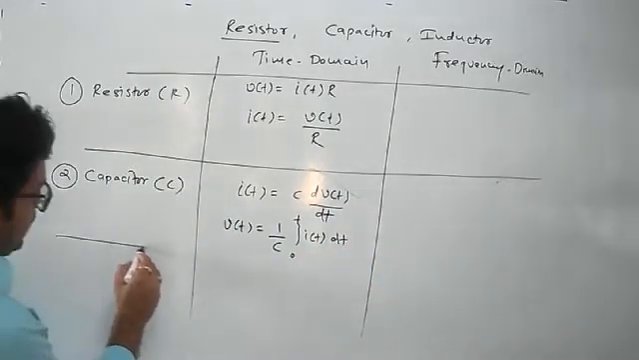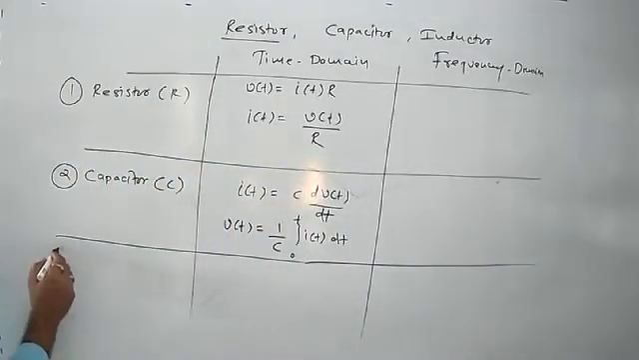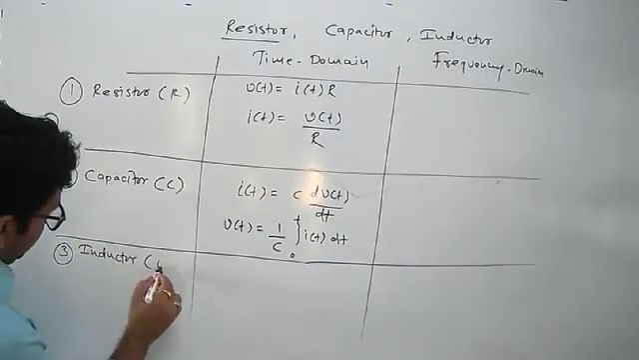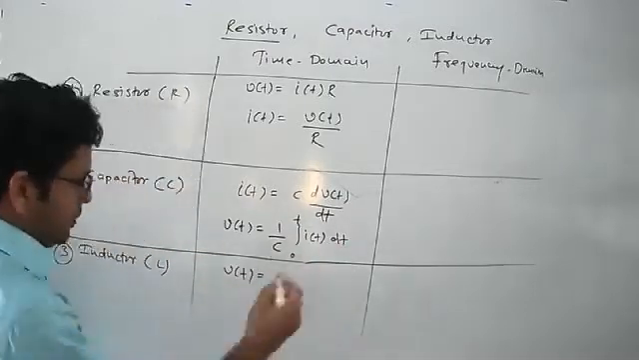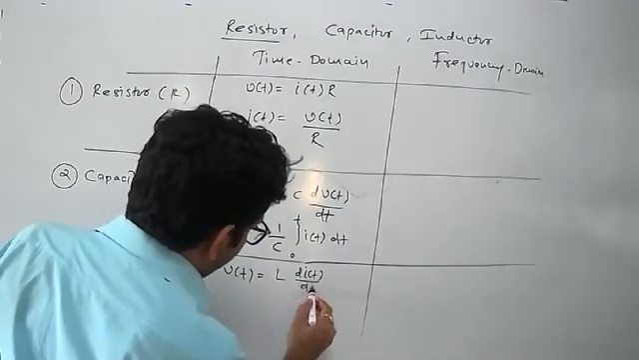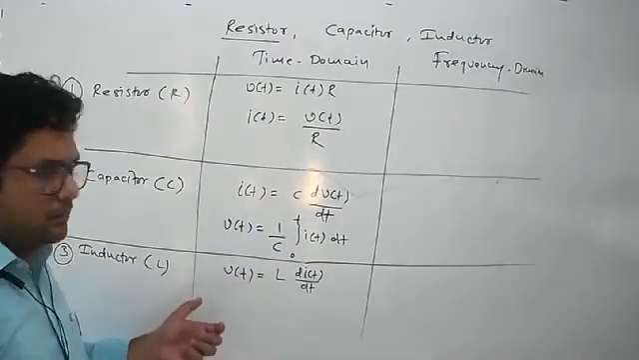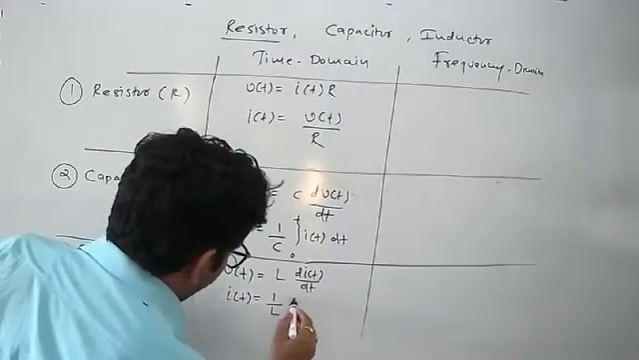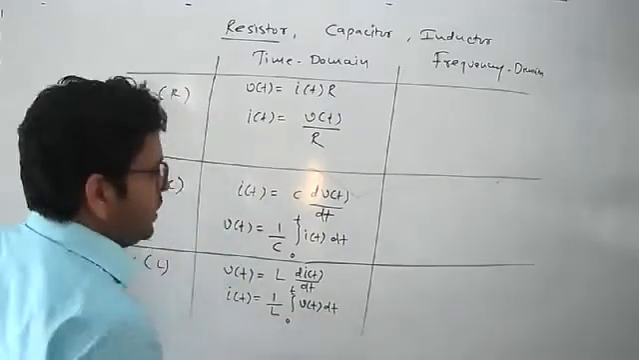In the same way, suppose you are interested to write the expression of voltage and current in case of your inductor, indicated by symbol capital L. So we can write the voltage across the inductor as v equals L di by dt. So v of t is nothing but capital L di of t by dt. In the same way, if you are interested to write the expression of current, it is going to be i of t is nothing but 1 upon L integration 0 to t small v of t dt.